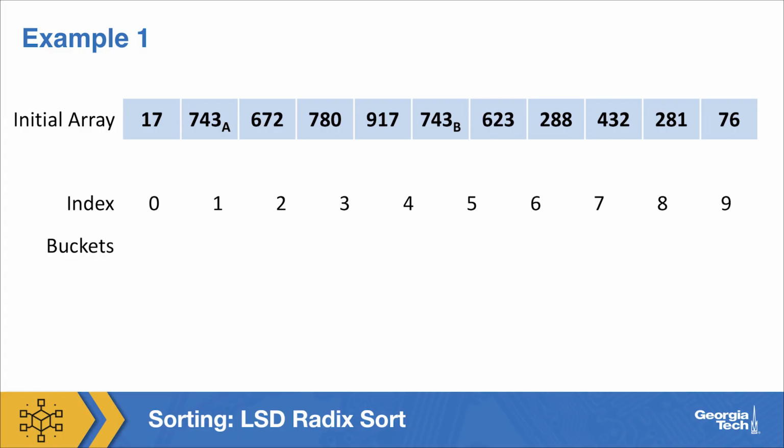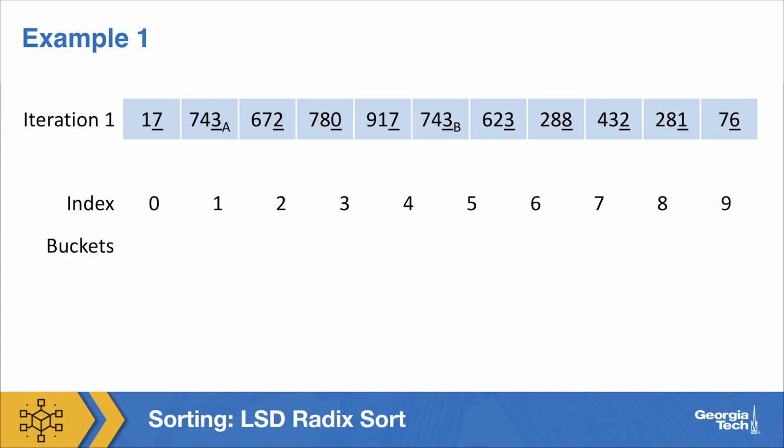Within the data set, there are two numbers that are 743, labeled with an A and a B to track their relative order throughout the sort. A and B are not digits and do not need to be considered when sorting. Additionally, in this example, we are only sorting positive values. Therefore, we are only going to use buckets 0 to 9. However, you will need to account for negative numbers in future assignments.